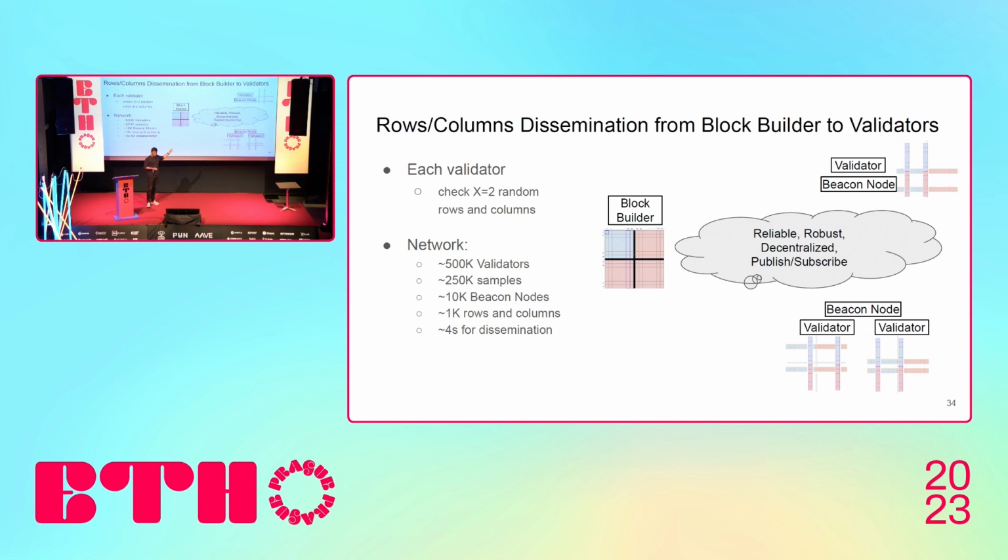So what you have is many nodes in the network, beacon nodes that are connected to the network. And behind each beacon node, you have multiple validators, or sometimes one validator, depending on whether you are a solo staker or an institutional staker. The block builder has to disseminate all the rows and columns to the validators, according to their assignment committees. Some of the numbers today: we have around 600,000 validators, we have to distribute about 250,000 samples, and we have about 10,000 beacon nodes in the network.